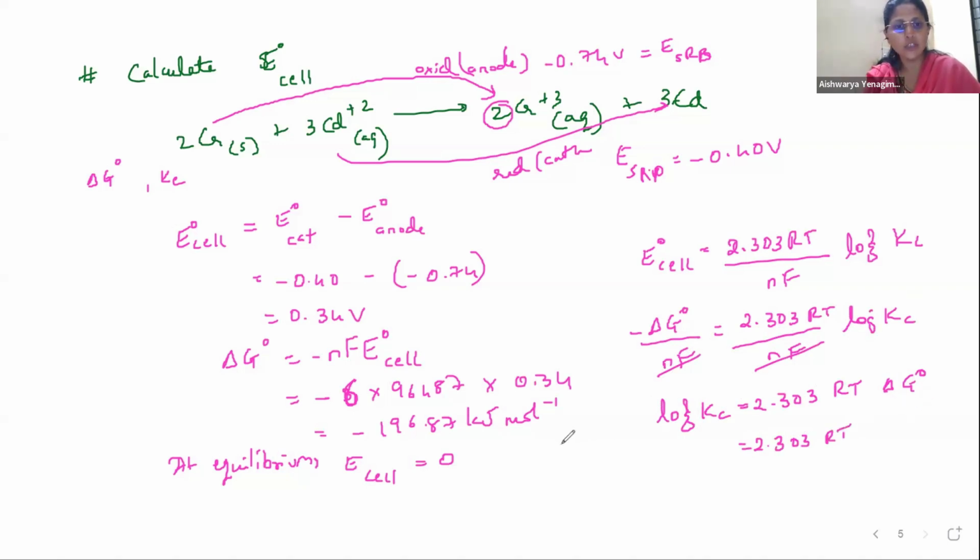And I know the value of delta G naught and 2.303 RT. Delta G naught value, how much have I got? Substitute R, the gas constant. Substitute T, and delta G naught is minus 196.87. Substitute this, you will get the answer 34.496. This is log Kc. If you want to find Kc, you take the anti-log of 34.496. You will get the answer of the equilibrium constant.